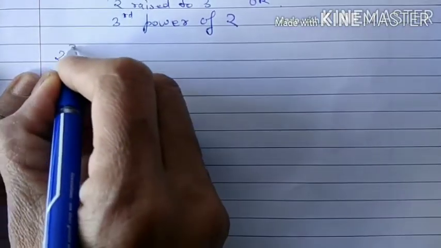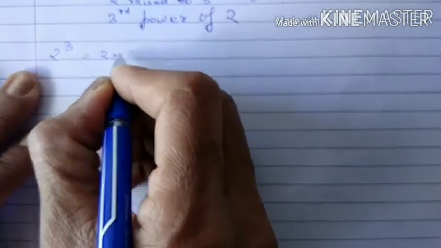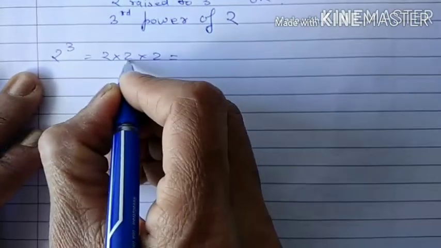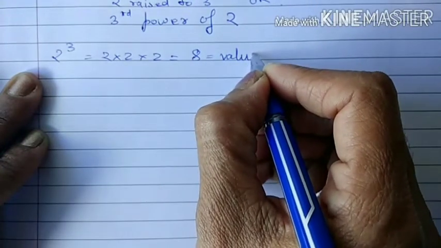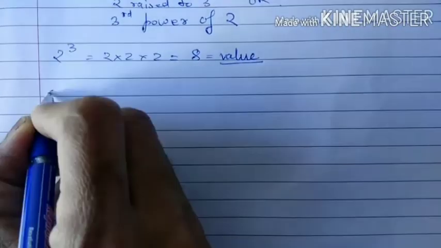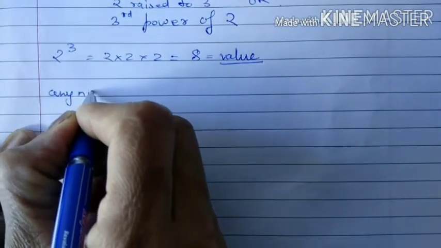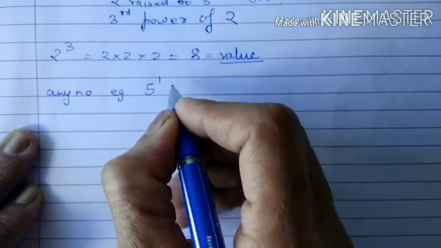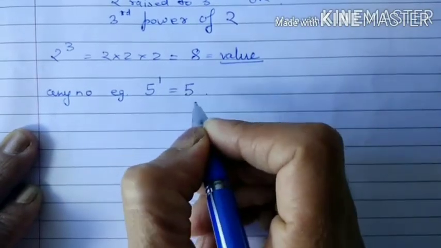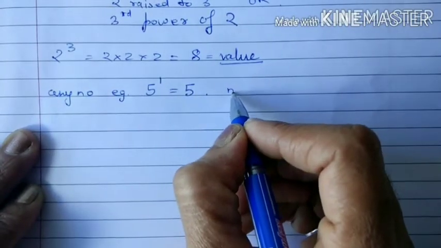Let's see how to solve these sums. So 2 raised to 3 is 2 into 2 into 2. The value is 8. So the answer that you get is called as the value of that index. So another example, let's take any number. So example 5. Now 5 raised to 1 is equal to 5 because you're just multiplying once.